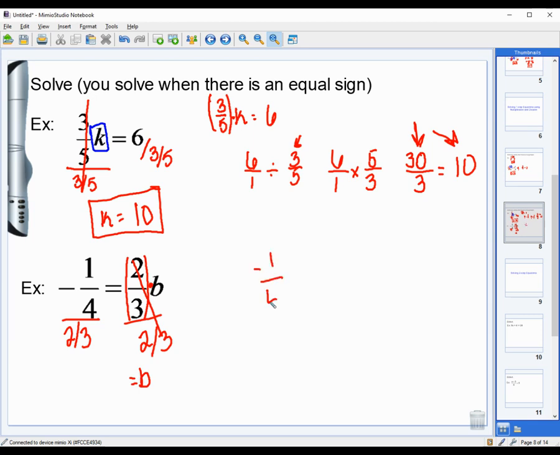Now I'm going to have to do some quick math over here for us to get this. So 3/2. This is going to give us -3/8. Okay. So our final answer here should be -3/8.